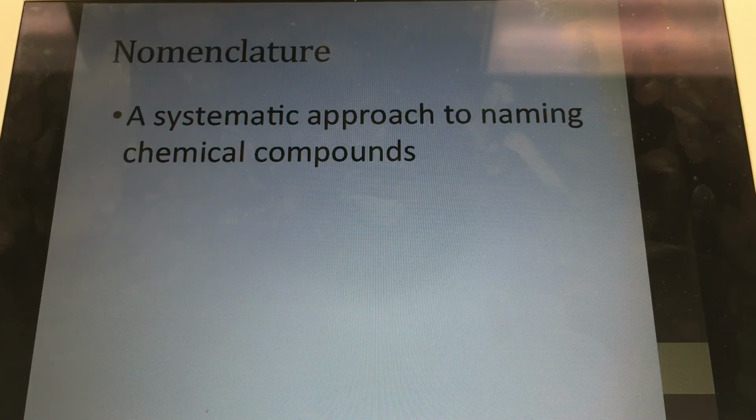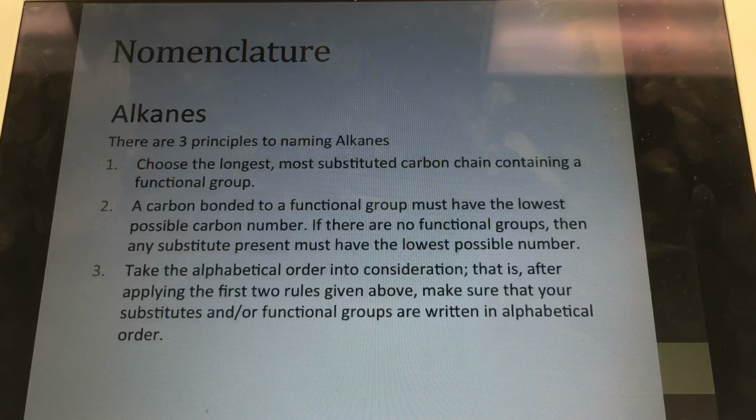The last topic today I would like to talk about is nomenclature, which is a systematic approach to naming chemical compounds. Here are the 3 principles to naming alkanes. I'll let you read for a few seconds.